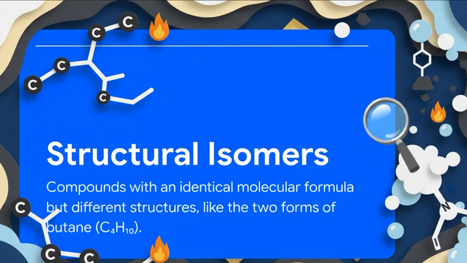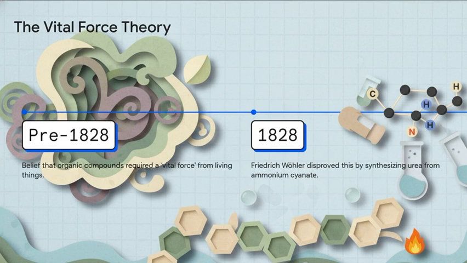Or you can arrange them in a branched shape, and you get a totally different molecule with its own unique properties. Same parts, different structure. You know, for a long time, people thought these carbon compounds were, well, magical. They believed they could only be made by some mysterious, vital force found inside living things.